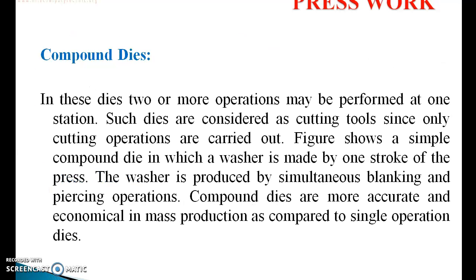So let us discuss the next die, which is named your compound die. In these dies, 2 or more operations may be performed at one station. Such dies are considered cutting tools since only cutting operations are carried out. The figure shows a simple compound die in which a washer is made by one stroke of the press. The washer is produced by simultaneous blanking and piercing operations.